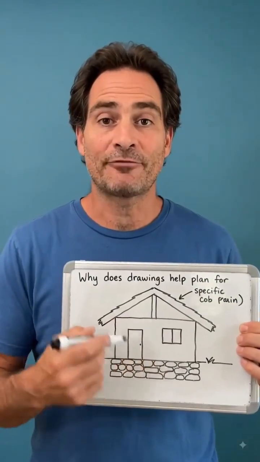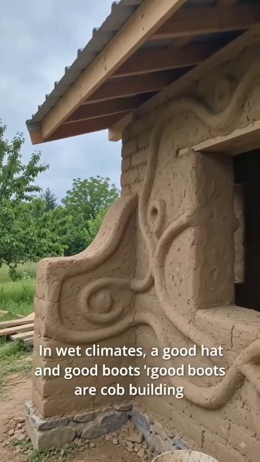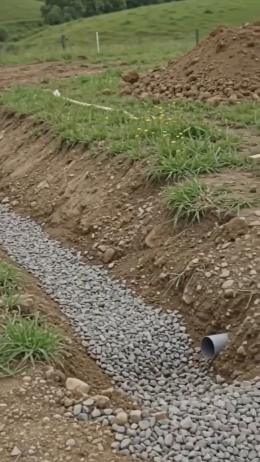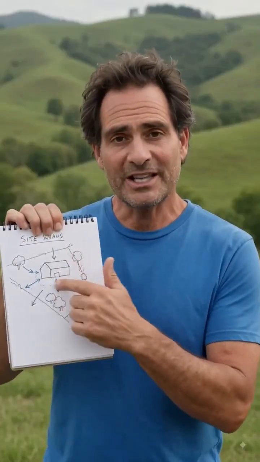Drawings help us plan for heavy rain. You need a good roof and foundation. Next, we'll cover foundations. Welcome to Lesson 44. We need good drainage. Notice how water flows away. Choose your site carefully. Next, we'll cover foundations.